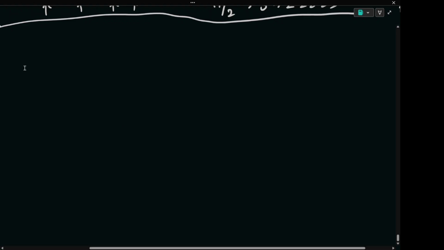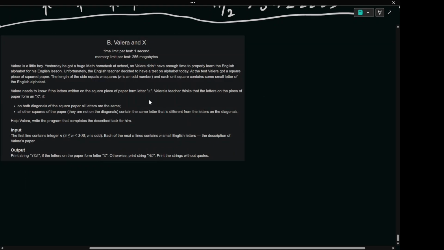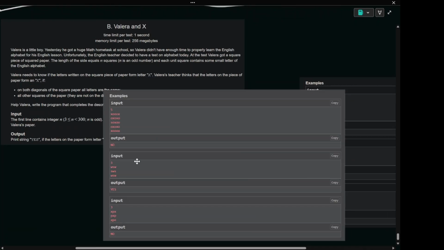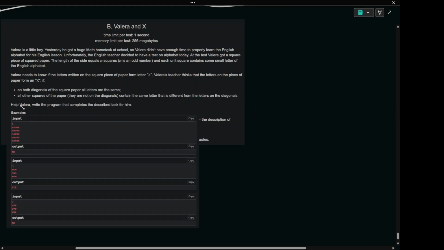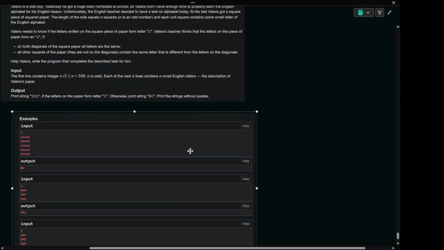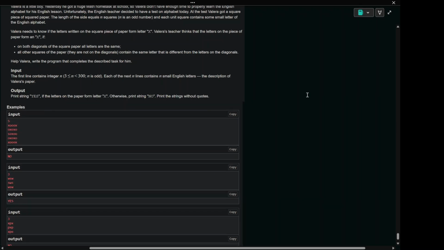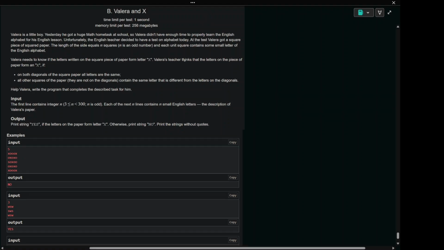So let me paste it over here, and let's take an example case. So problem number B. Okay, so what does the problem statement say? Let's read it up. This time I'll read it on my own.